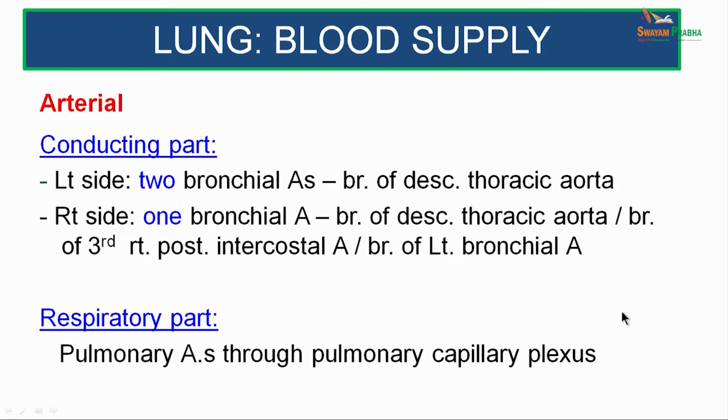Coming to talk about the blood supply of the lung. The arteries for the conducting part, on the left side there are two bronchial arteries arising from the branch of the descending thoracic aorta. Whereas, on the right side there is a single bronchial artery which might arise from the descending aorta, or it might be a branch of the third right posterior intercostal artery, or it might be a branch coming from the left bronchial artery.